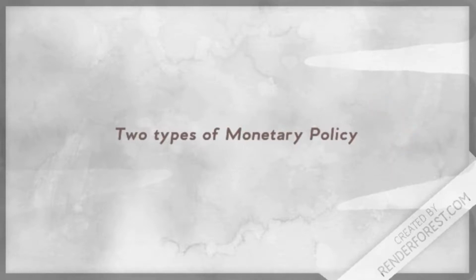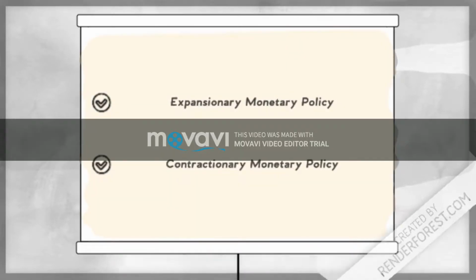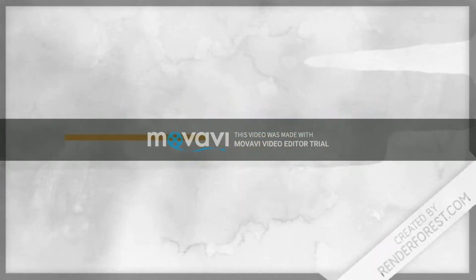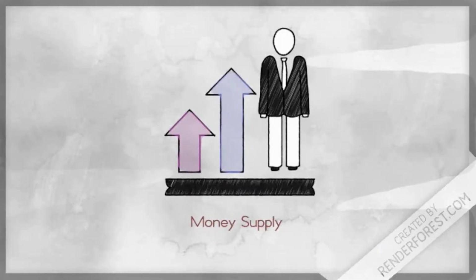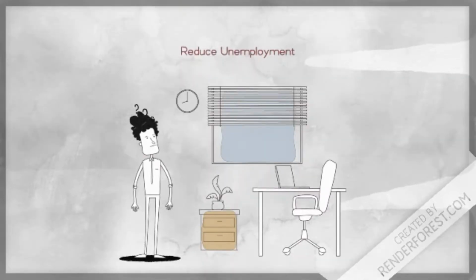There are two types of monetary policy. We have the expansionary and contractionary monetary policy. Expansionary or easy money policy occurs when the BSP tries to increase money supply by expanding excess reserves in order to stimulate the economy, with the goal to reduce unemployment.